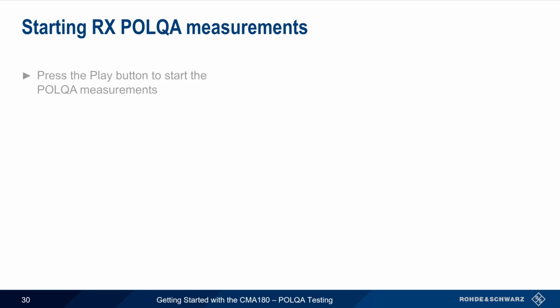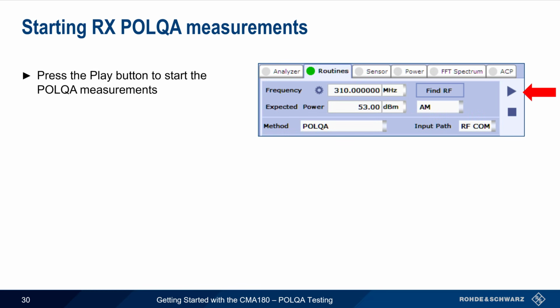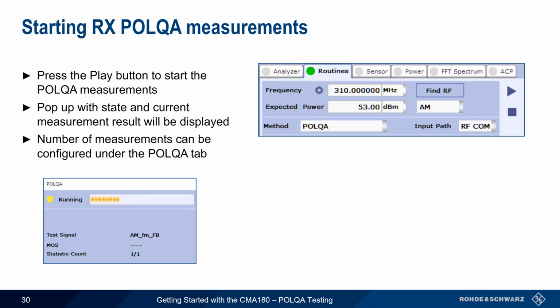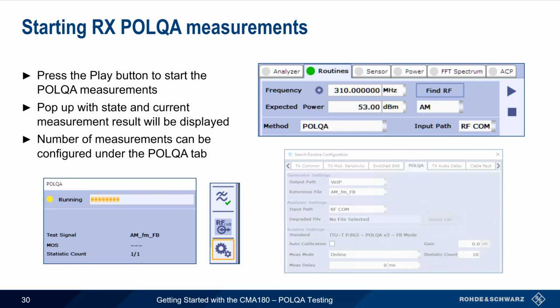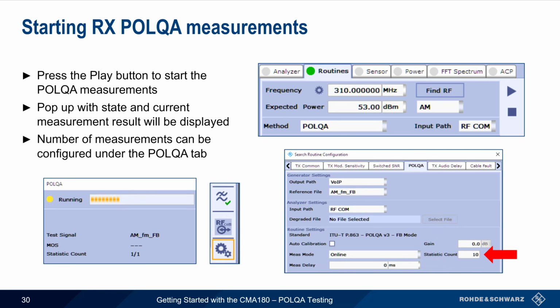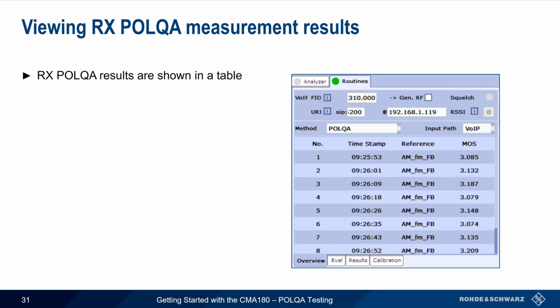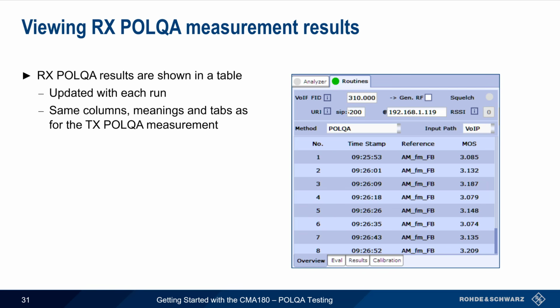To start the RX POLQA measurement, press the play button on the right-hand side of the screen. As in the TX test, a pop-up window will appear showing measurement state and current measurement result. And as before, the number of measurements can be configured by clicking on the configuration icon and then adjusting the statistic count under the POLQA tab. The POLQA measurement results are shown in a table, and the result of each run are added sequentially. The columns, meanings, and additional information tabs provide the same information as they did in the TX POLQA measurement.